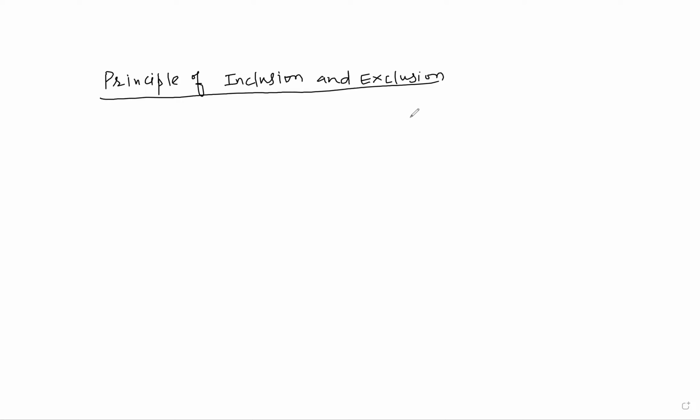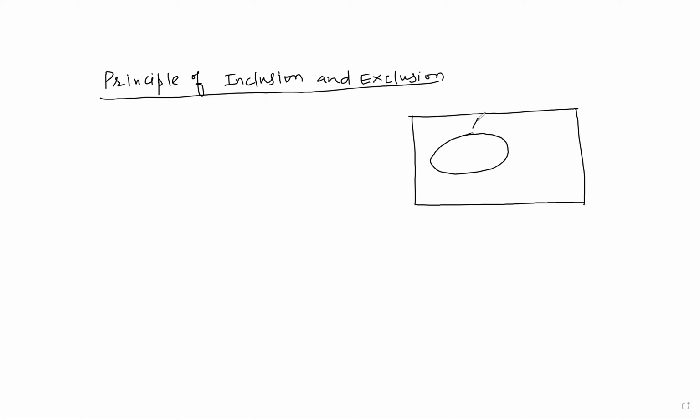So let us understand what is the principle of inclusion and exclusion. See, to understand this approach or this method of principle of inclusion exclusion, let us start the concept with the help of Venn diagram.